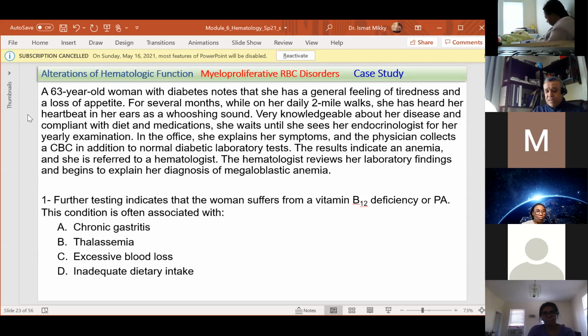Environmental factors may cause chronic gastritis, or the condition could also be due to an autoimmune disease of the endocrine organs. But definitely, chronic gastritis is the correct answer.